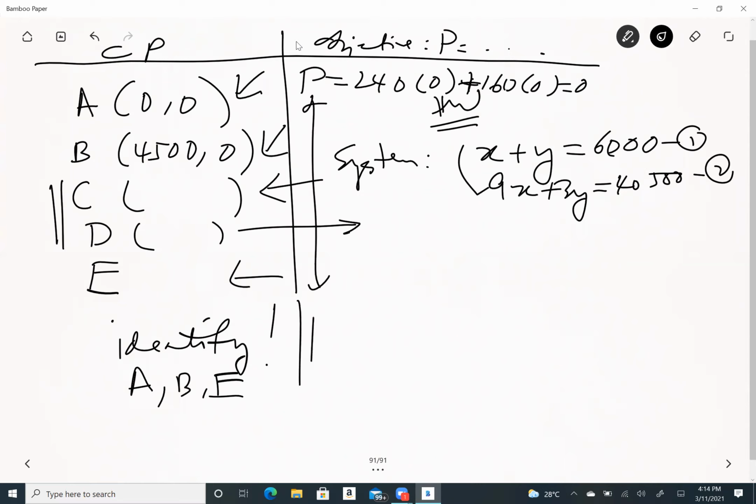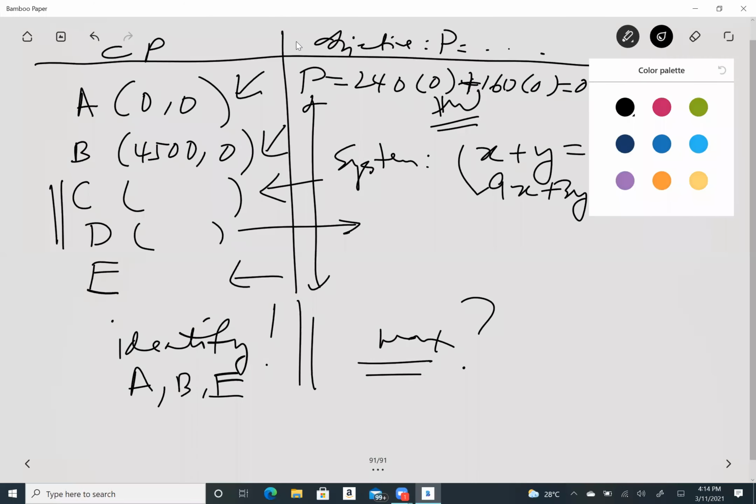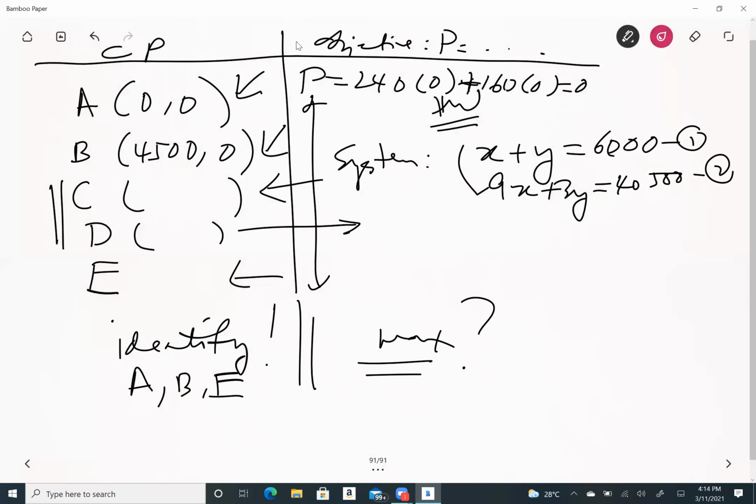What is the maximum profit? Our problem is to maximize. What is the maximum profit? You identify from the table. Okay, so what is the maximum profit? Look at the table again. Give me the maximum profit. What is it? Okay, you examine the table. What is the maximum profit?